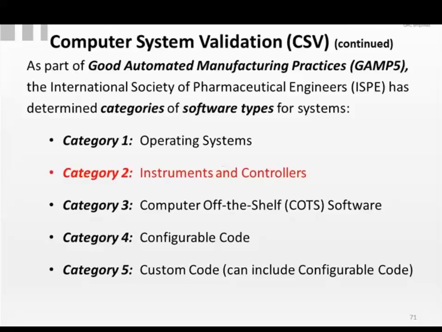Category 4 is configurable code, where you can set different parameters to different values. You can turn features on and off. It's configurable. In category 5, you have custom code, actual code written to perform a function. You could also have configurable and custom code, which is likely in the case of an ECM or eTMF.